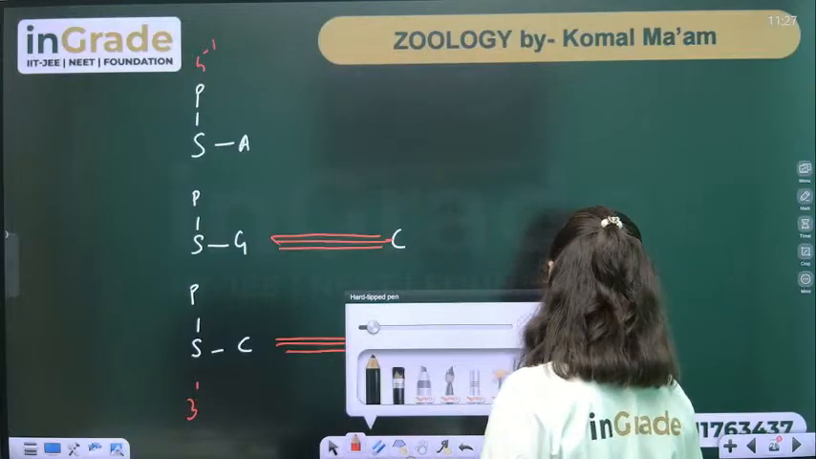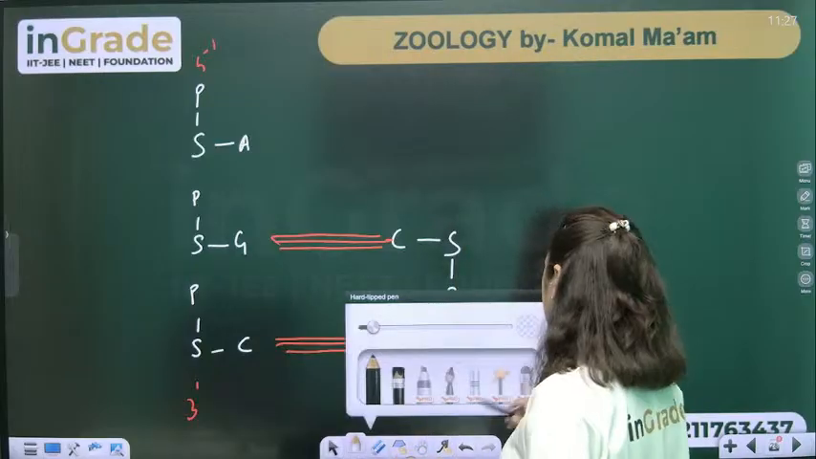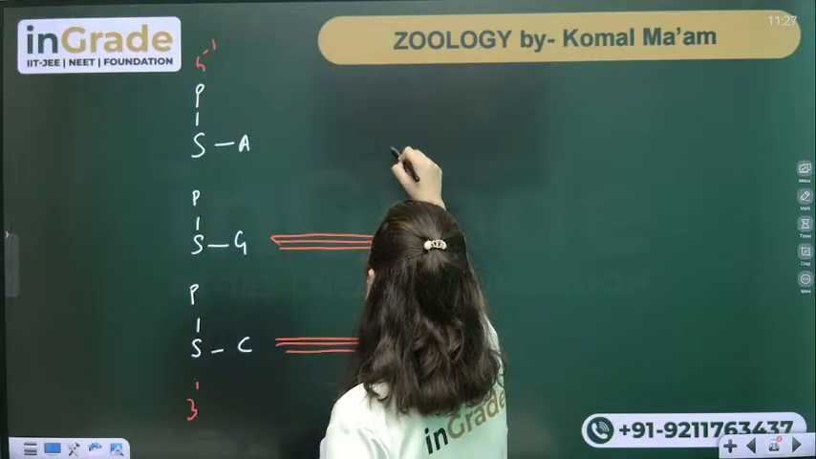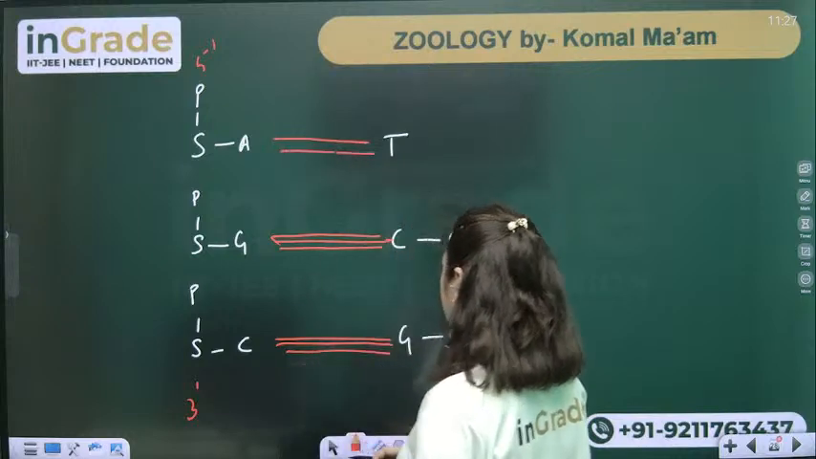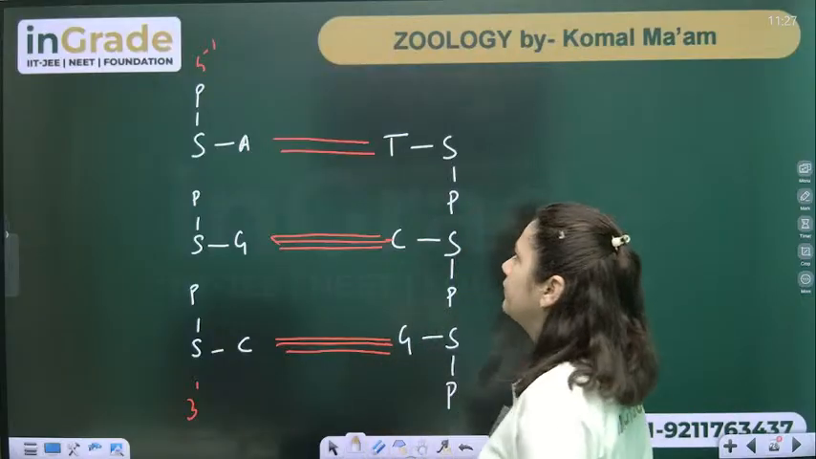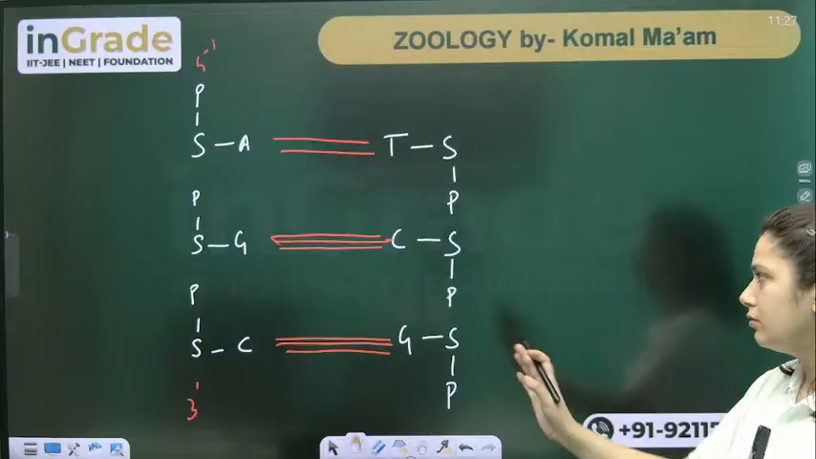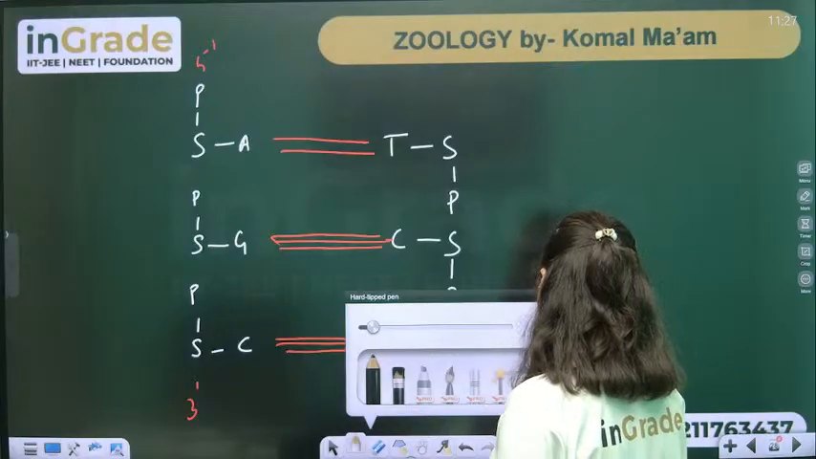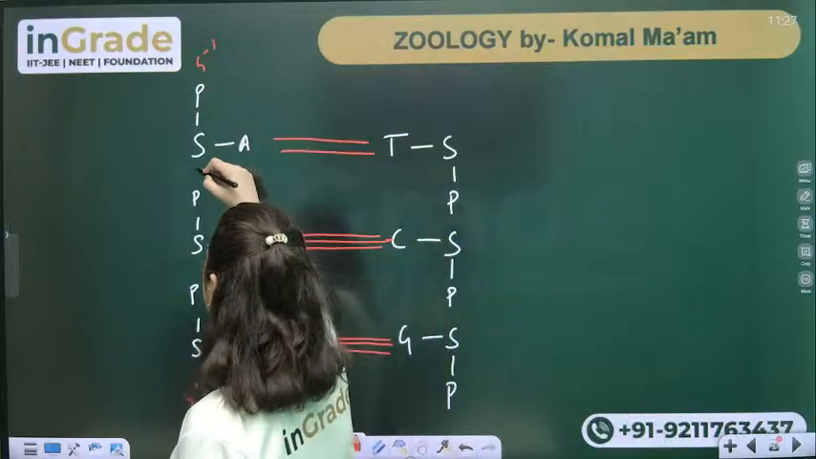Okay, we have sugar, we have phosphate here. Okay, then again, in front of adenine we always have thymine, and we have a double bond in between them, attached with the sugar and phosphate. Okay, so these are the complementary nucleotides in front of each other, facing each other. Okay, they have phosphodiester bonds between them.